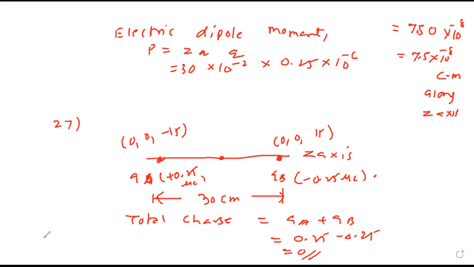What is the answer? 5 into 10 raised to minus 9 coulomb meter. Correct. This is oral. By looking at that also we can answer. 25th.